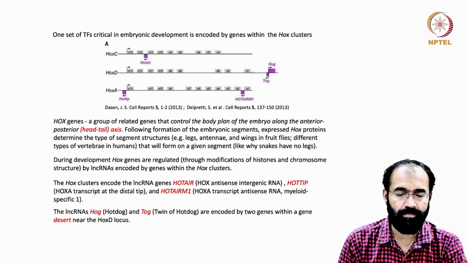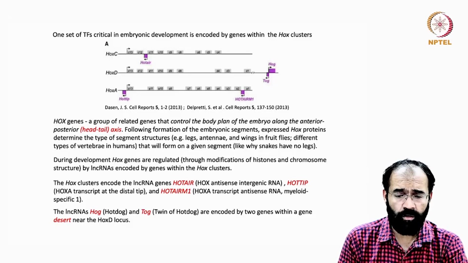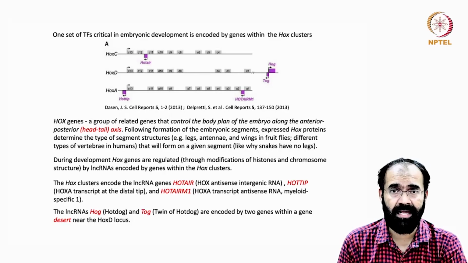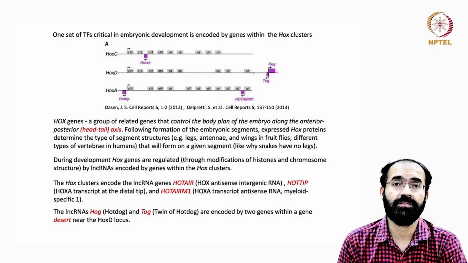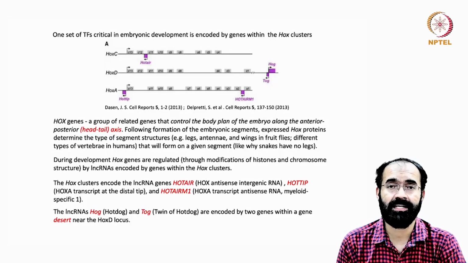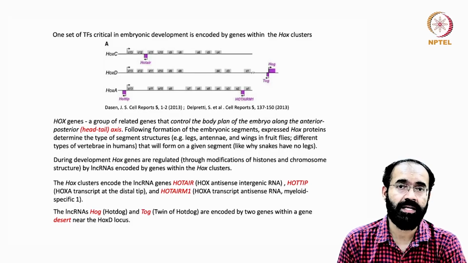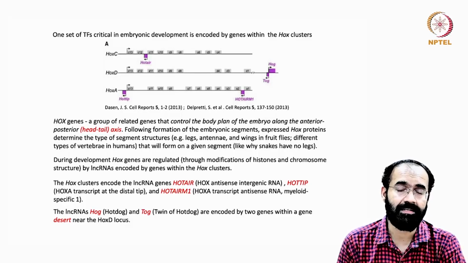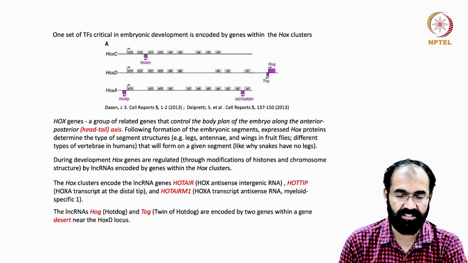So during the development, and we should also understand that in insects it is the wings and legs. Arthropods like insects have 3 pairs of legs, a total of 6 legs, and a spider has 4 pairs of legs. So each leg is attached to a segment. So this is decided by the Hox gene clusters.